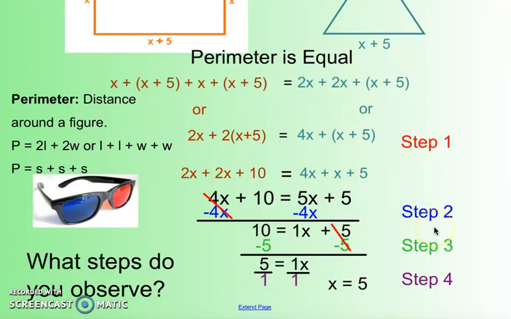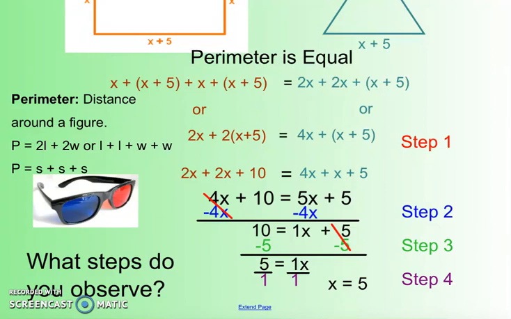And then step number 2, what happened? Yep, moving that variable to one side. So they combined like terms and they moved a variable to one side. And then step 3, try to get the variable by itself. So get rid of anything that's being added on or subtracted on. And then step 4, multiply or divide, whatever the inverse is, to get the answer. And we find out that x is 5.